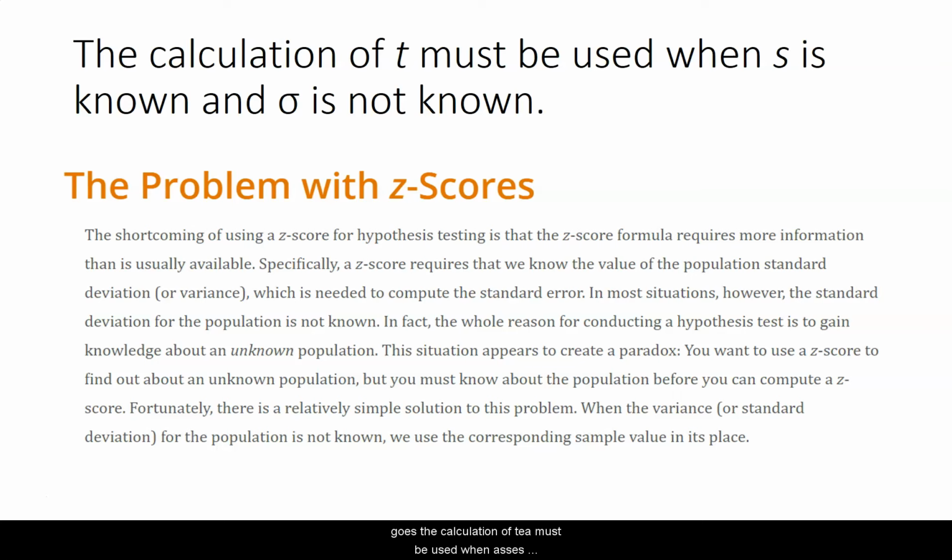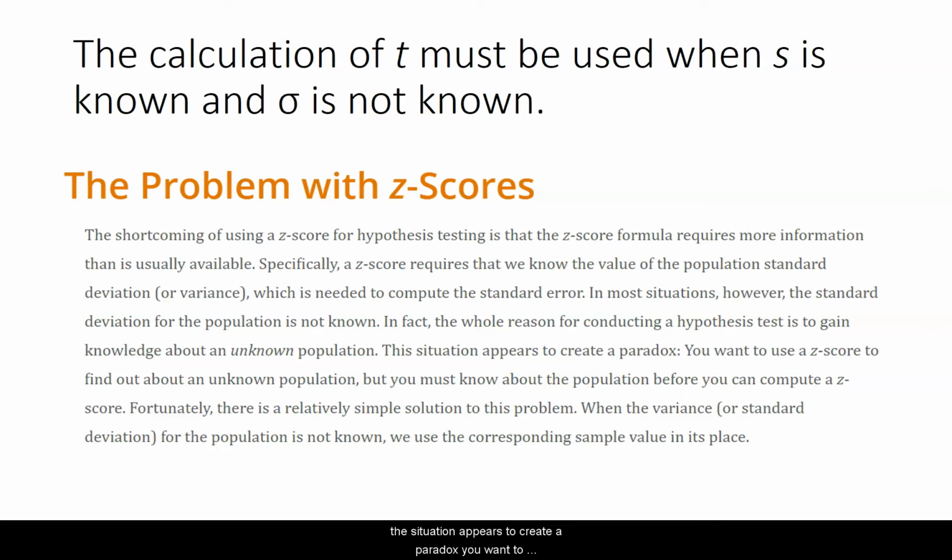The calculation of t must be used when the population standard deviation is not known, and s is known. And by the way, what's s? The sample standard deviation, as we'll see here shortly. The shortcoming of using a z-score for hypothesis testing is that the z-score formula requires more information than is available. Specifically, a z-score requires that we know the value of the population standard deviation, or the variance, which is needed to compute the standard error, but in most situations in the real world, this is not known. In fact, the whole reason for conducting a hypothesis test is to gain knowledge about that unknown population, of which we are most often ignorant.